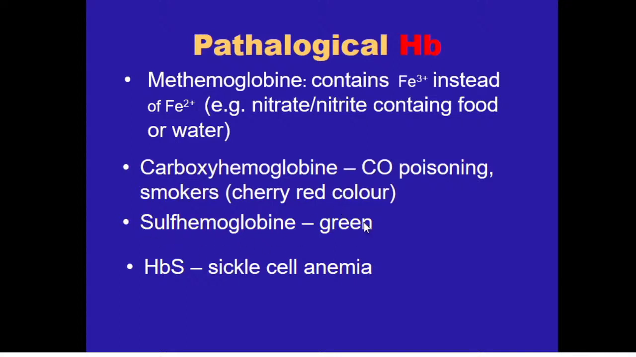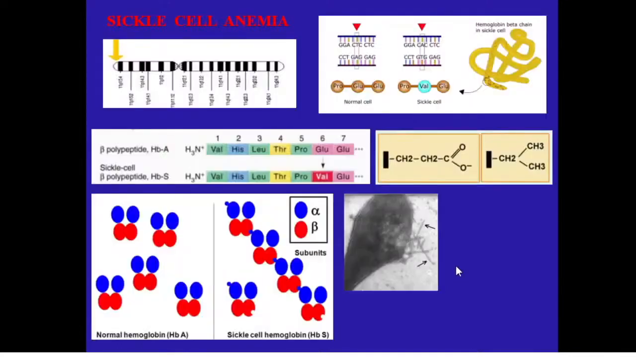Sulfhemoglobin, which is green, appears after uptake of sulfonamides in inadequate quantity. And finally, hemoglobin S, which is found in the blood of patients with sickle cell anemia. Very quickly, let's repeat what defect we have in sickle cell anemia. In this disease, it was the first point mutation, missense mutation, that was described clearly, and the mechanism of the disease was well known. Only one amino acid changes in the beta subunits, in position 6.